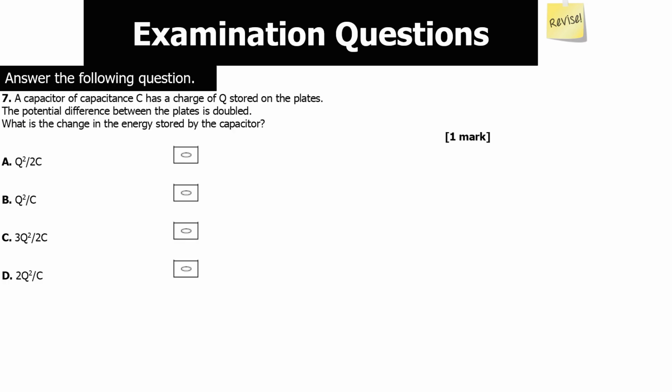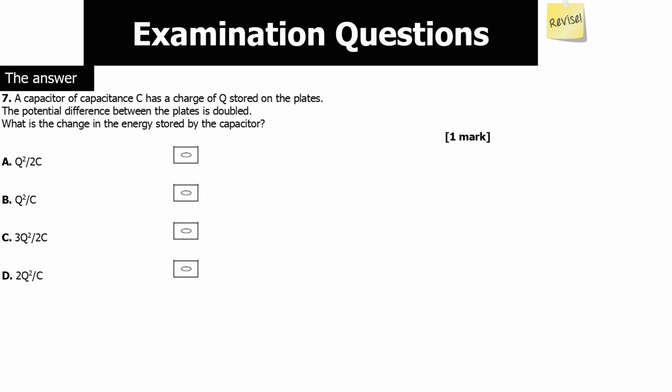The next question says, a capacitor of capacitance C has a charge Q stored on the plates. The potential difference between the plates is doubled. What is the change in the energy stored by the capacitor? So pause the video now, then unpause the video when you want to go through your answer.